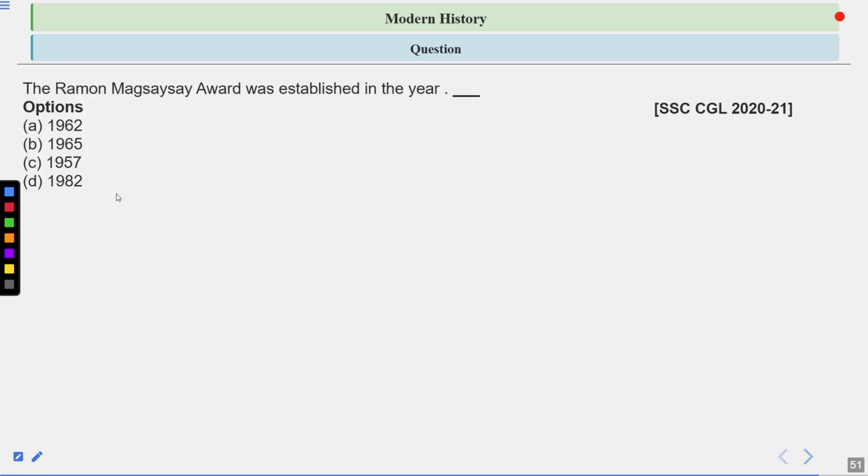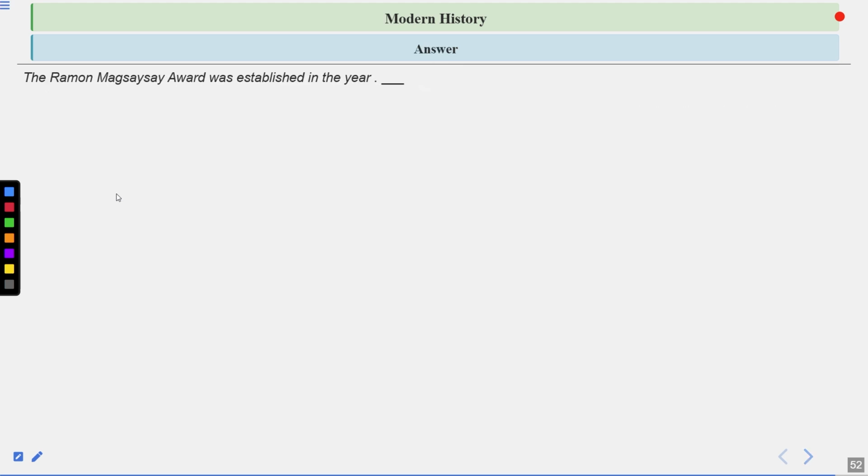Next question is, the Ramon Magsaysay Award was established in the year. Options are 1962, 1965, 1957, 1982. To answer, 10 seconds are there. Time starts now. Time's up. The correct answer is C. 1957. Solution.